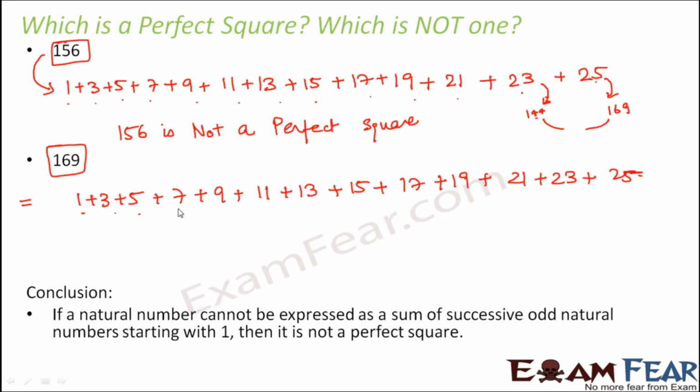1, 2, 3, 4, 5, 6, 7, 8, 9, 10, 11, 12, 13. So you have a total of, so the value of n here is 13. Therefore, the sum of first 13 odd numbers will be given by n square, which is 13 square. 13 square is 169. So this shows that 169 can be expressed as the sum of successive odd natural numbers. Therefore, 169 is a perfect square.